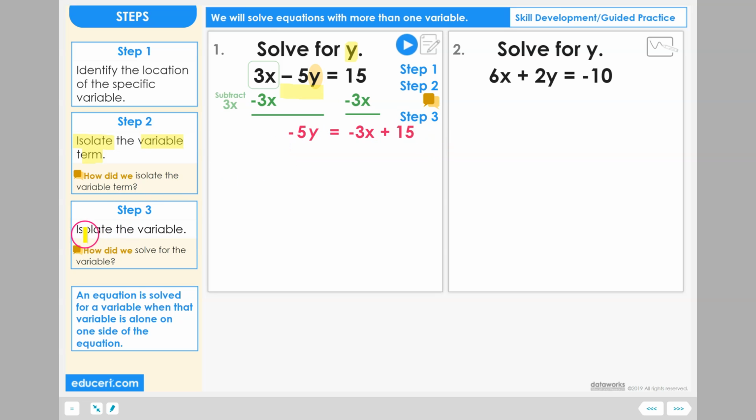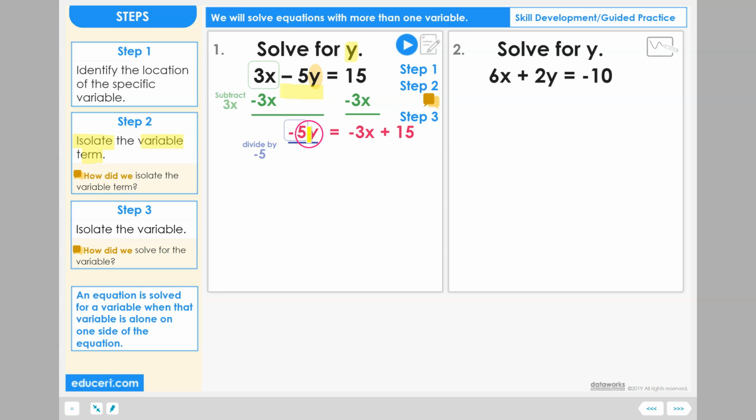Step 3. Isolate the variable. Now that we have the variable term isolated, we dig deeper and isolate the variable. To get the y variable alone on one side, we need to use the multiplicative inverse on this negative 5. So we are going to divide the whole equation, or every term of the equation, by 5.